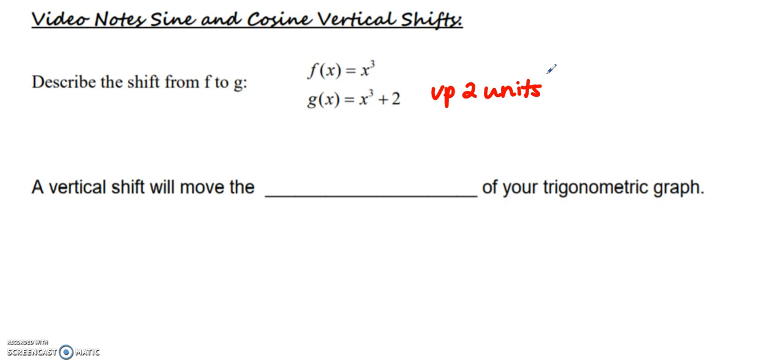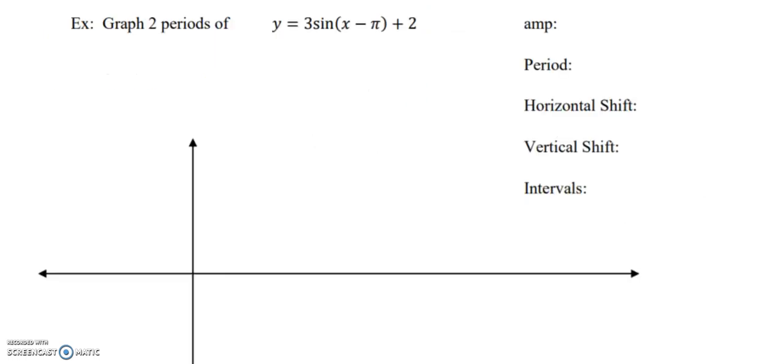A vertical shift will officially move the midline. You've heard me say that word a lot in these graphing problems. And today we're going to start doing stuff with the midline to move our graph up or down. So, graph 2 periods of this y equals 3 sine of x minus pi plus 2.